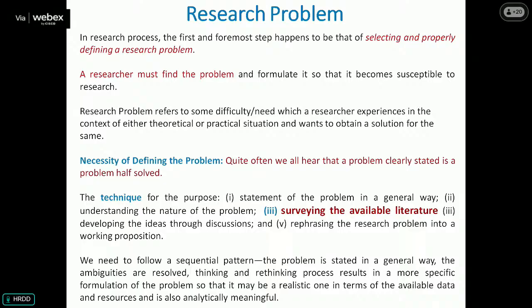So we need to follow a sequential pattern. The problem is stated in a general way first, then ambiguities are resolved by a thinking and rethinking process, so that you become more specific and come to an analytical and realistically achievable research problem, okay, which is relevant.